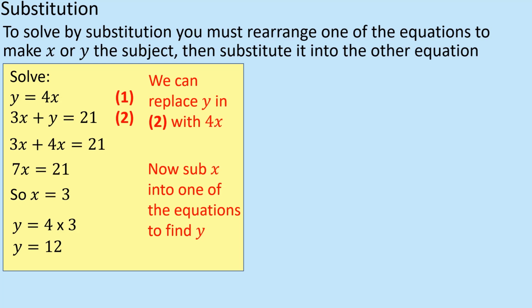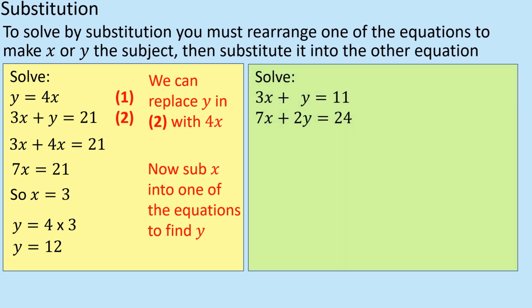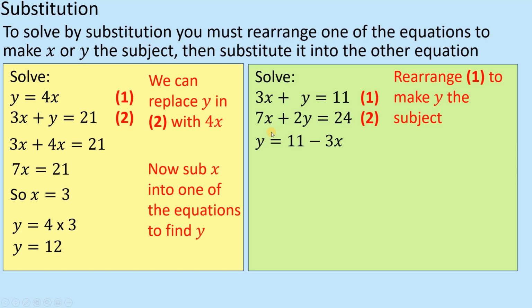Let's look at one more example. It's a little bit more awkward because what we've got isn't as straightforward. It doesn't say at the top y equals or x equals, so we're going to try and rearrange it first. If I'm going to get this top one to look like the one on the left, y equals, then I need to rearrange this top line first. That means I need to move the 3x across, so y equals 11 minus 3x. I've rearranged number 1 to make y the subject, so y is equal to 11 minus 3x.